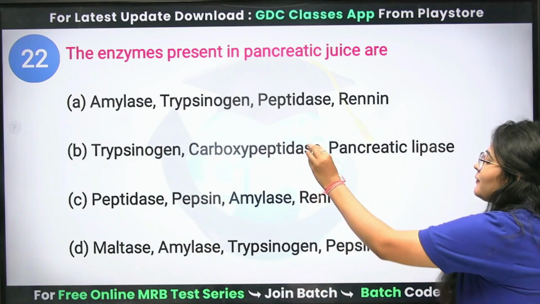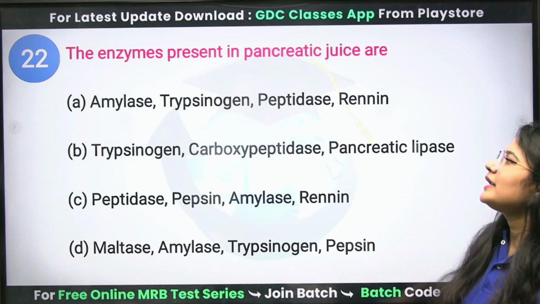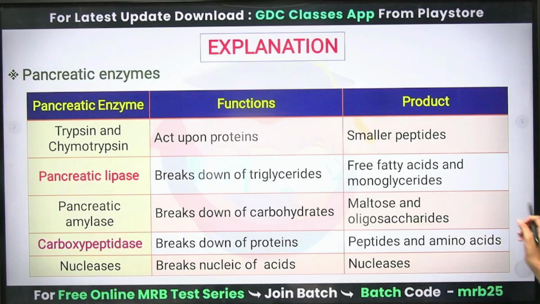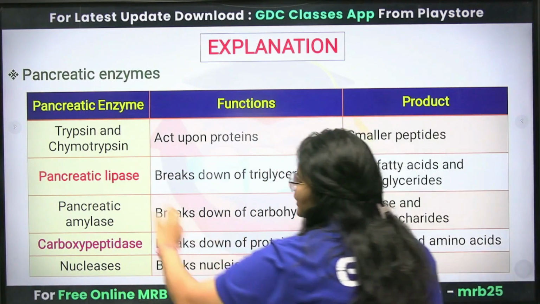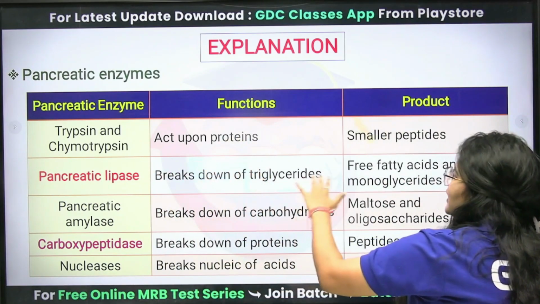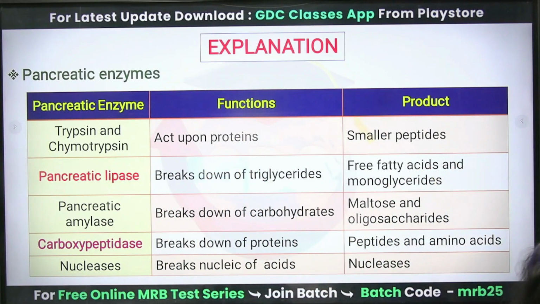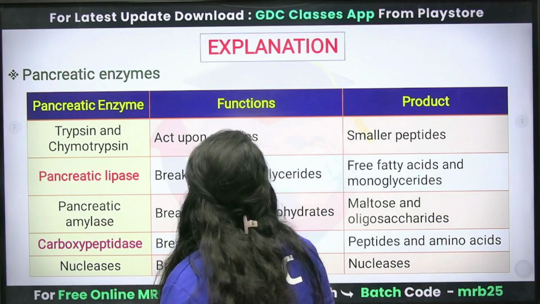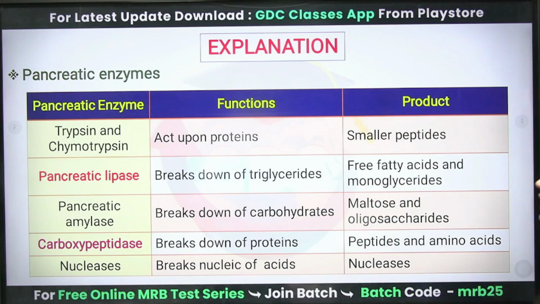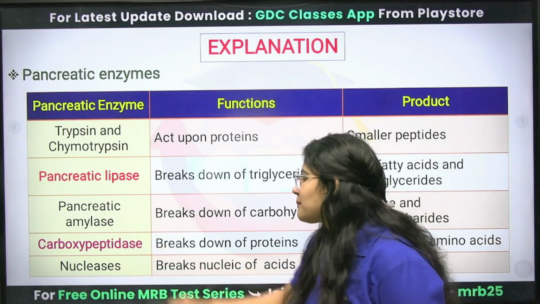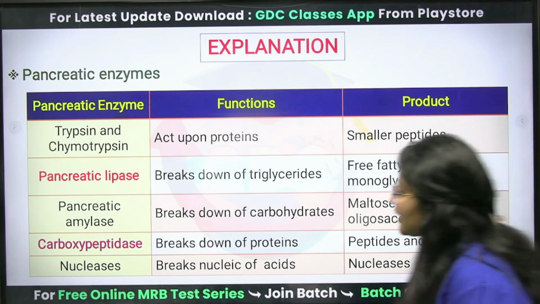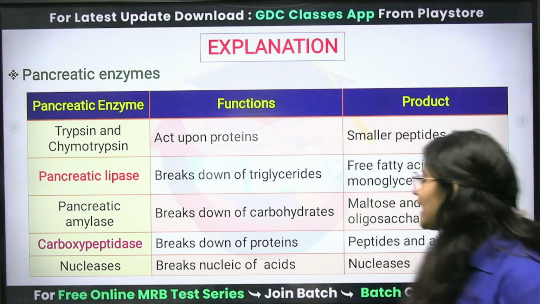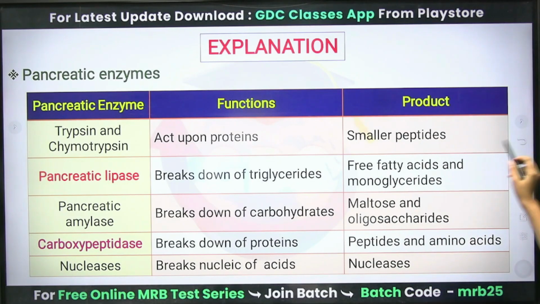The enzymes present in pancreatic juices are trypsinogen, carboxypeptidase and pancreatic lipase, responsible for protein digestion, responsible for digestion and responsible for lipid digestion. Clear? Okay. See, trypsin and chymotrypsin act upon proteins, small peptides are the product. Pancreatic lipase breaks down the triglycerides. Free fatty acids plus monoglycerides is the product. Pancreatic amylase is responsible for breakdown of your carbohydrates. Maltose and oligosaccharides is the product. Carboxypeptidase breaks down your proteins. Peptides and amino acids are the product. Nucleases break down your nucleic acids. Nucleotides are the product. Clear?